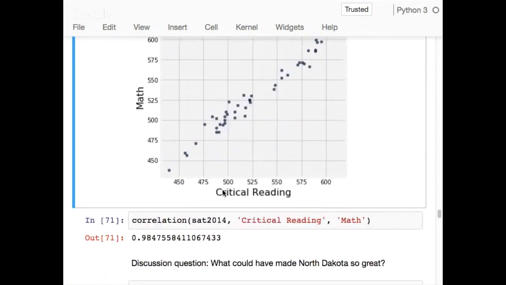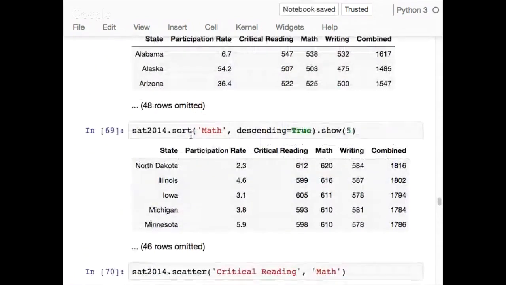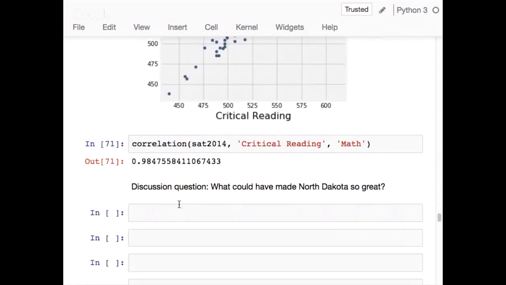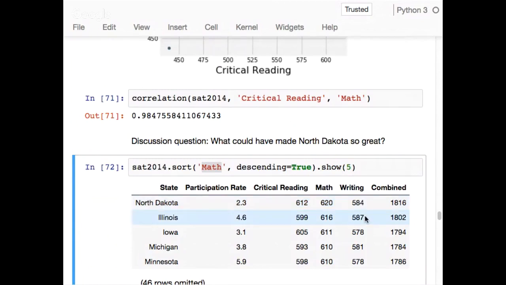So let me ask you a question. We looked at this data, and we did see that North Dakota is really great, right? What could have made North Dakota so great at all three categories? Talk to your neighbor about it. Is it just because North Dakota kids are smarter, or is something else going on? Try it out.